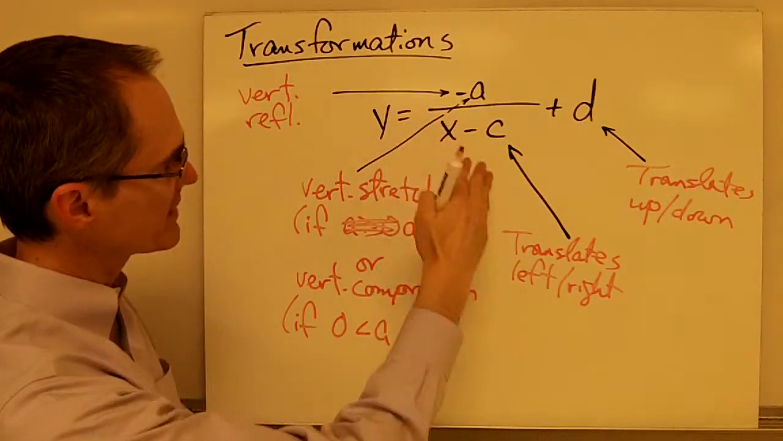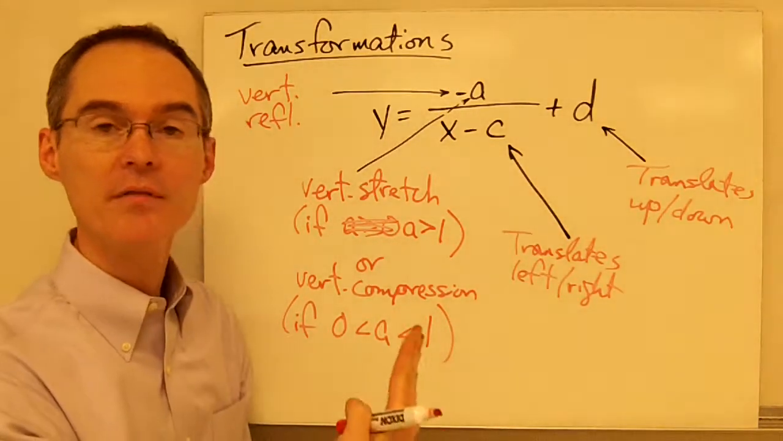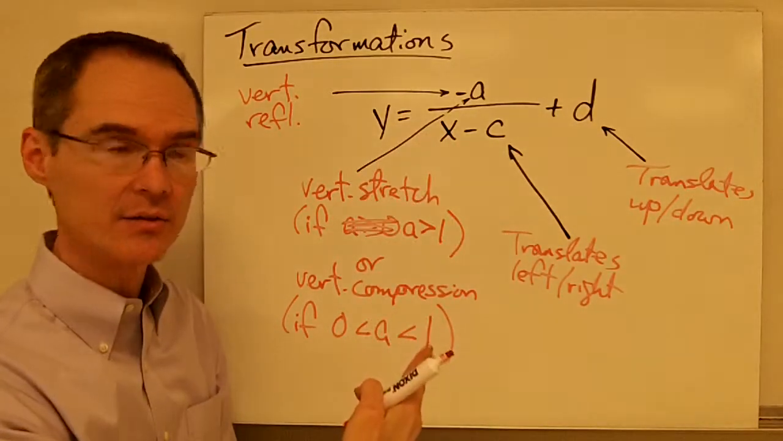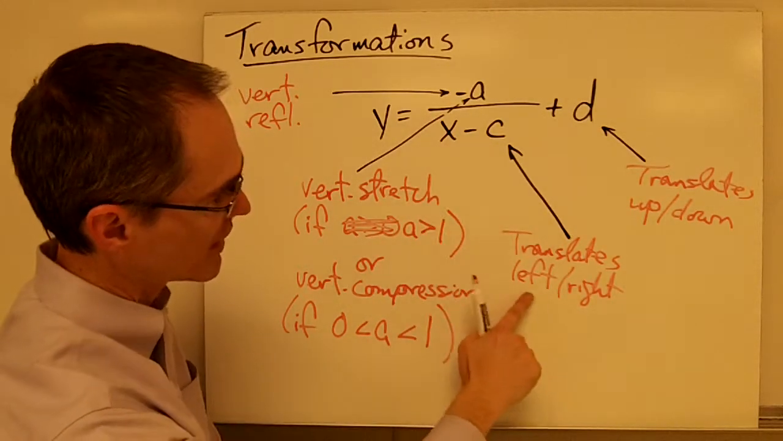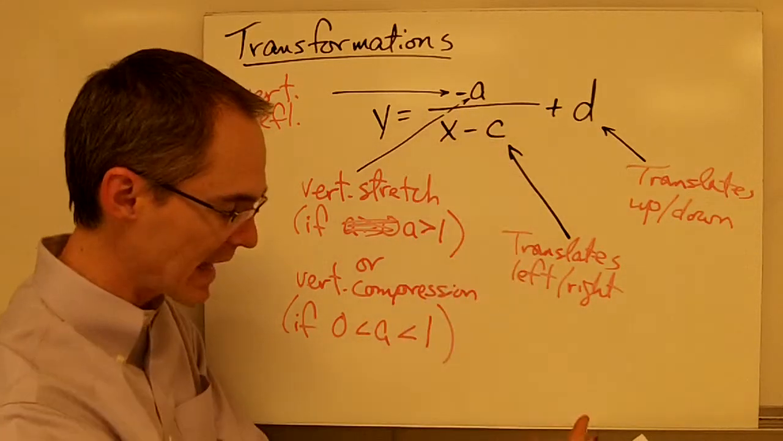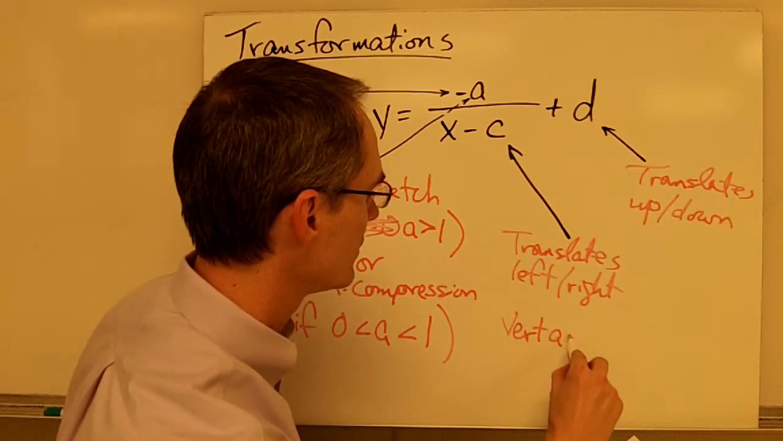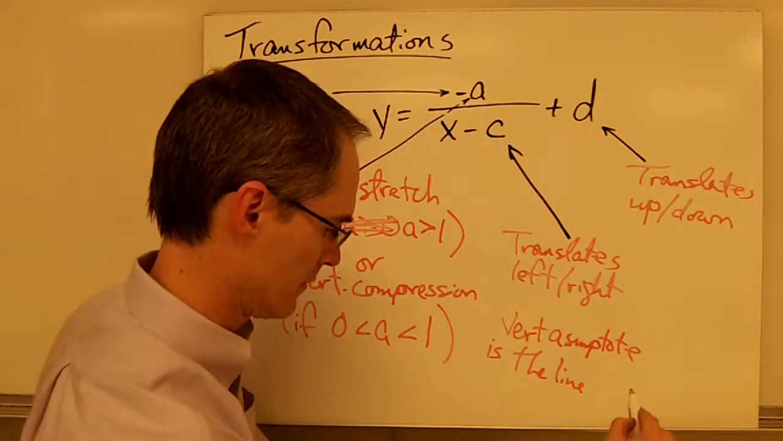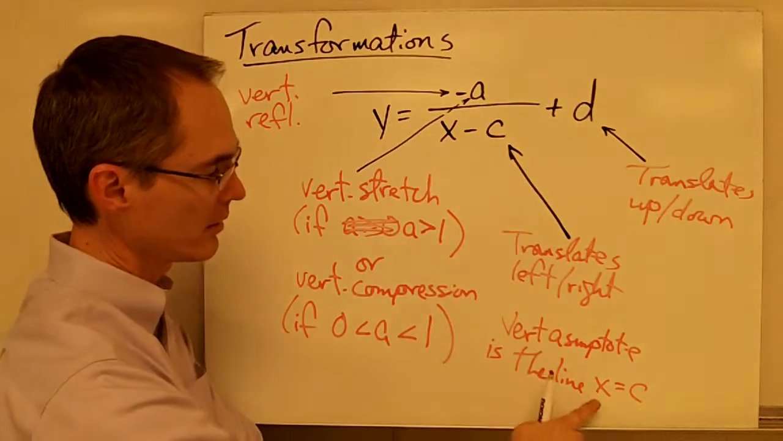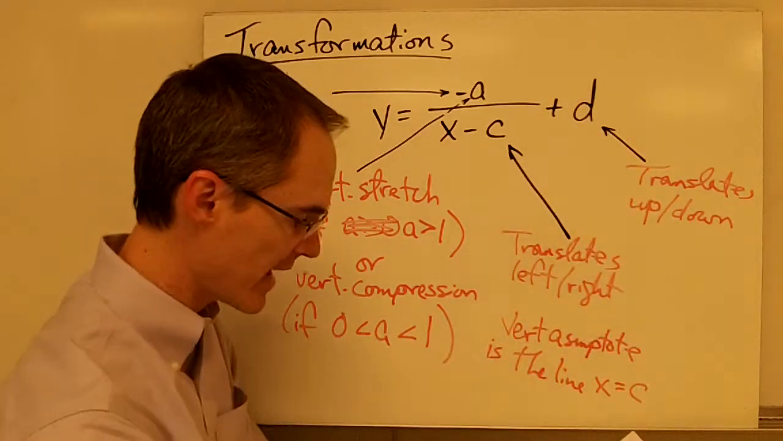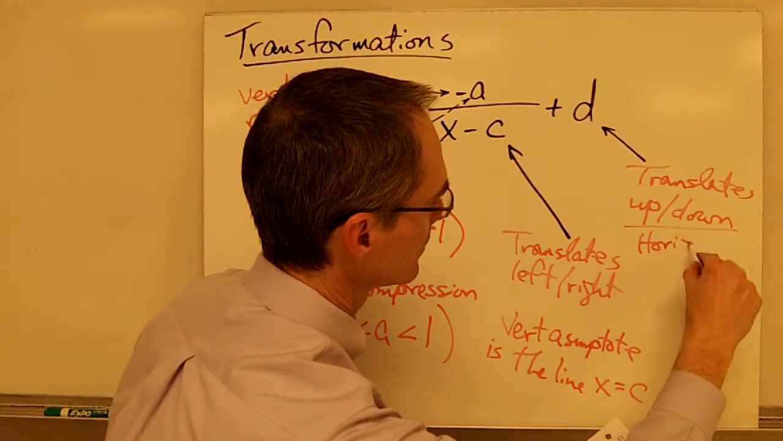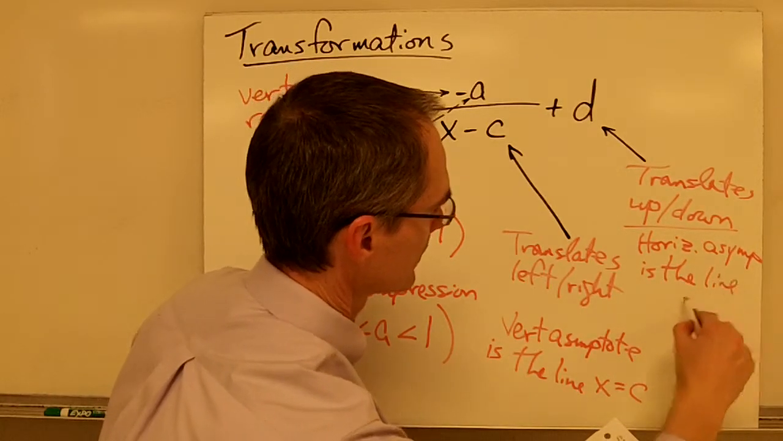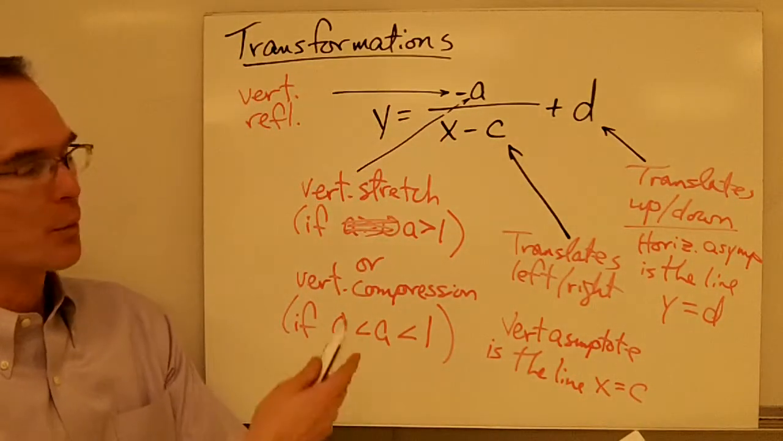Now, notice that when we translate left or right, the asymptote of the function also translates left or right. Depending on how much we translate left or right, that tells us the new line for the asymptote. The vertical asymptote is the line x equals C. So this value becomes the new vertical asymptote. And if we translate up or down, the horizontal asymptote becomes the line y equals d. We're going to see some examples of this in just a minute.